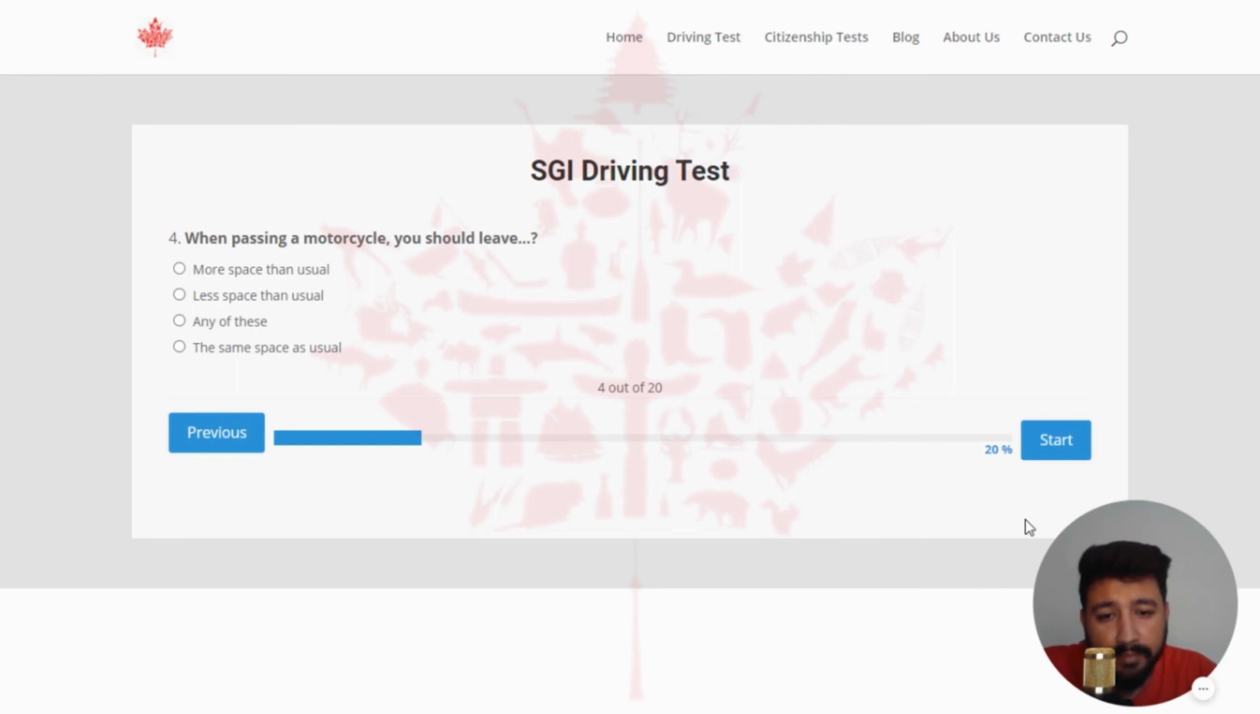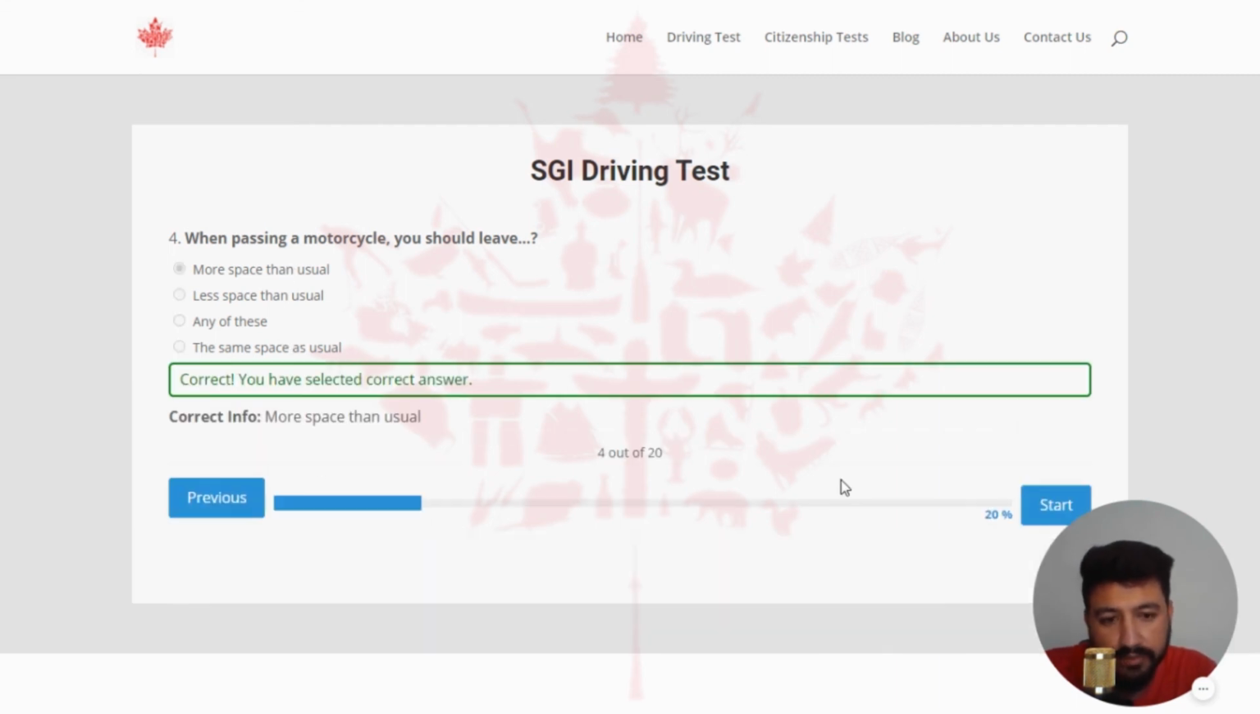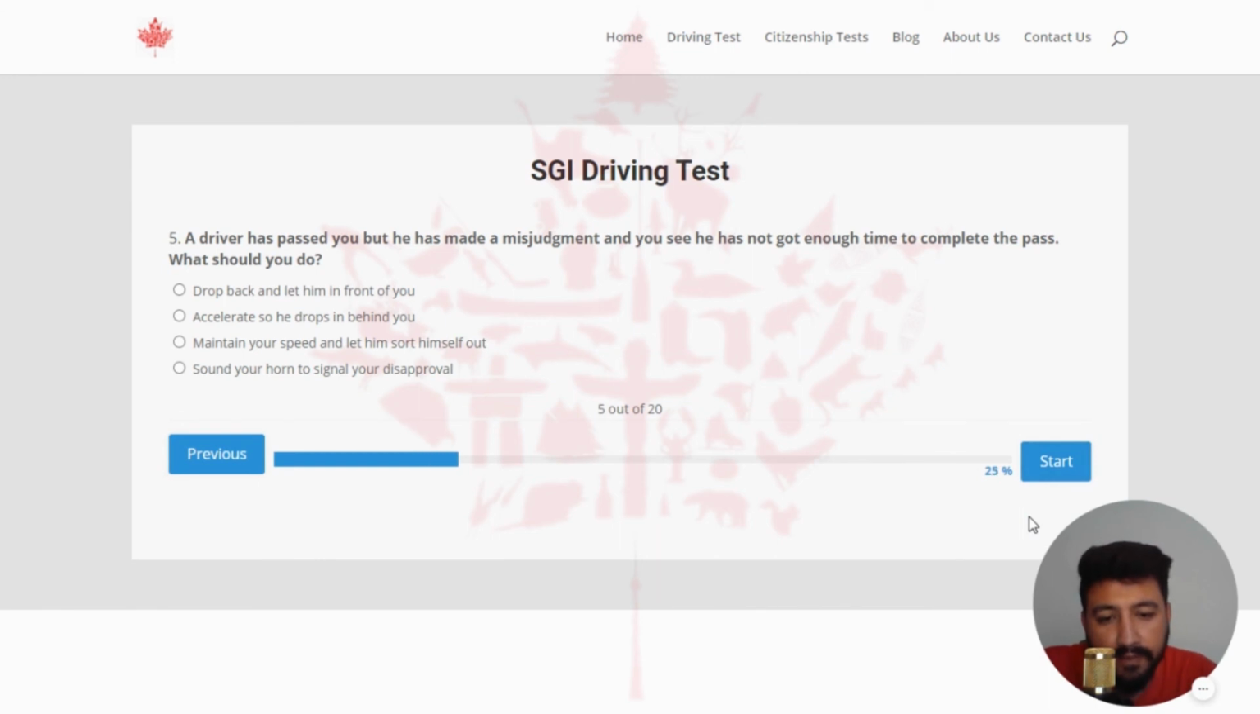Next. When passing a motorcycle, you should leave. The right answer of this question is more space than usual. So I'm going to select the first option, which should be the right one. Yeah, correct.